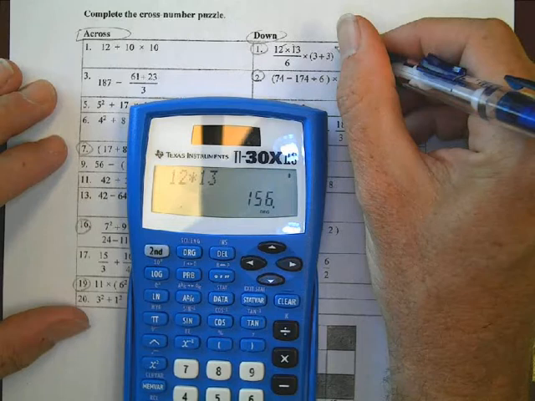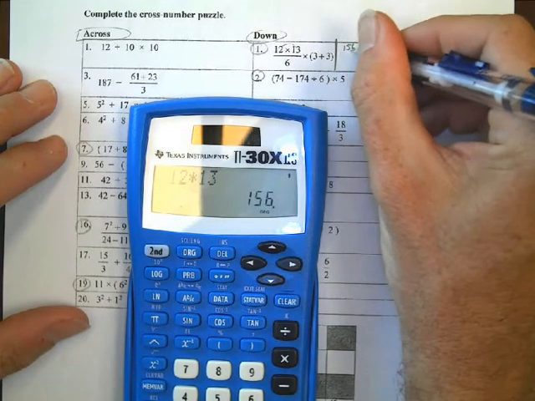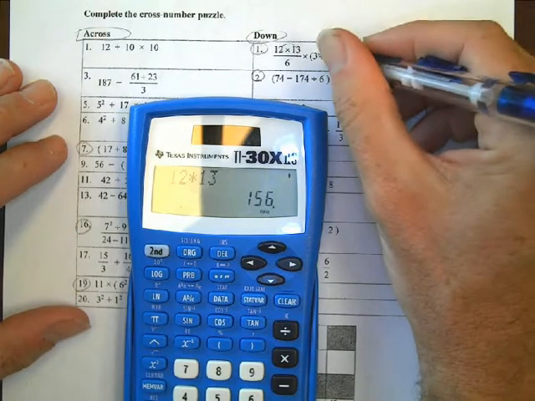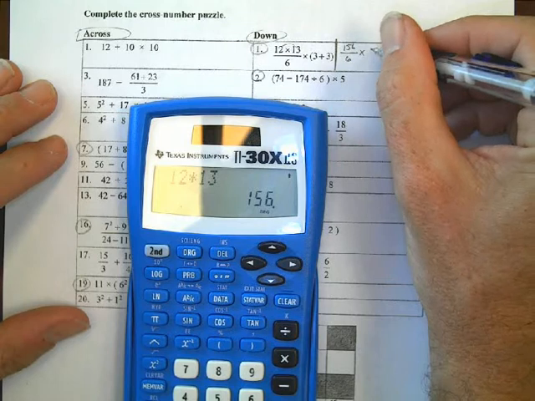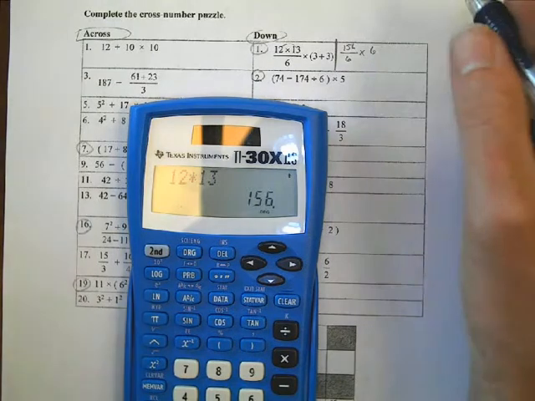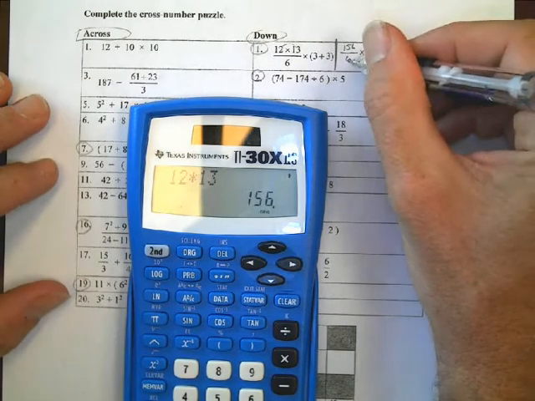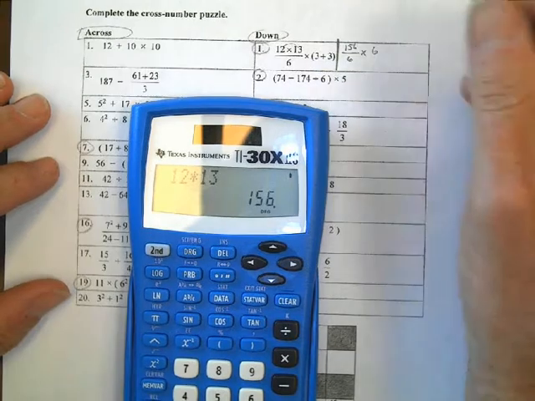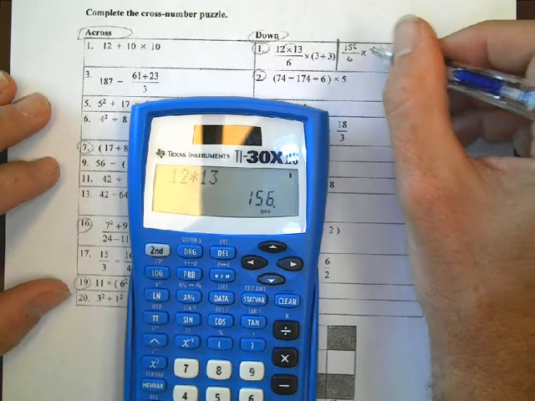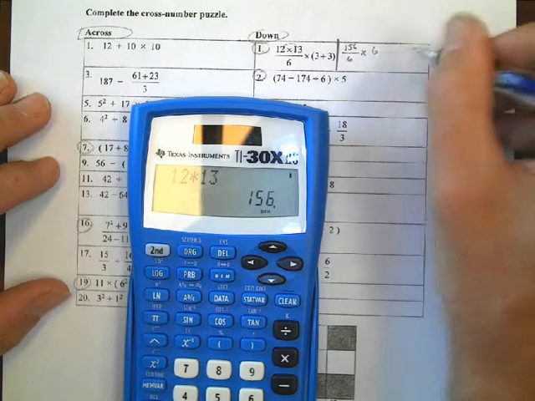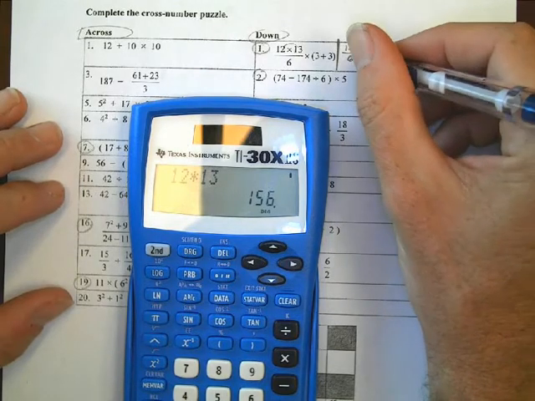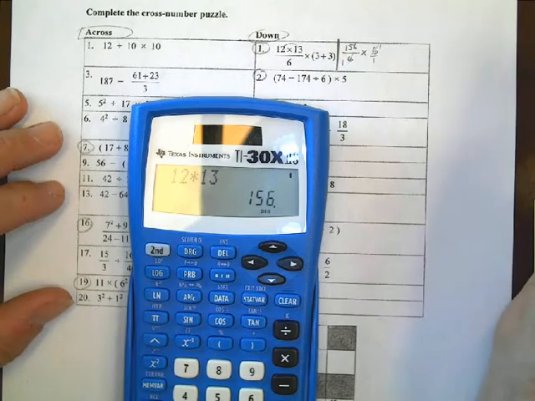So I'm going to write this over here now. I actually have 156 divided by 6 times, now I can do the parentheses part, that's not a problem. 3 plus 3 is 6, so times 6. Now I can keep working here, but there is a shortcut to this problem. I have 156 divided by 6 times 6. These 6's are going to cancel one another out, because 6 is also written as 6 over 1, and I can reduce this to 1 over 1, and I have a solution of 156.